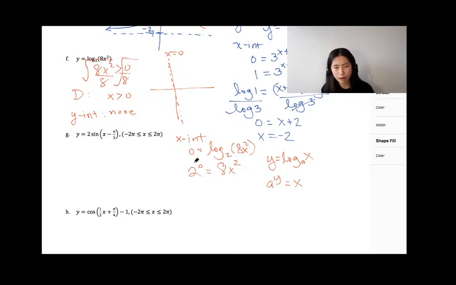So we know that any number raised to the power of 0, 2 raised to the power of 0 is equal to 1, right? And then you're going to have 8x squared, dividing both sides by 8, and then you take the square root subsequently, you're going to get x is equal to square root of 1 over 8, which is square root of 2 over 4, right? So this is approximately 0.354.